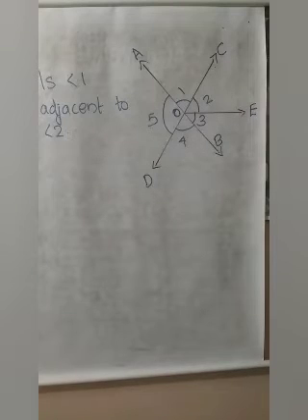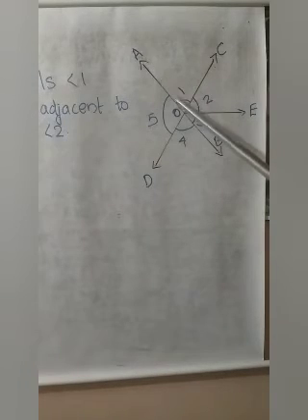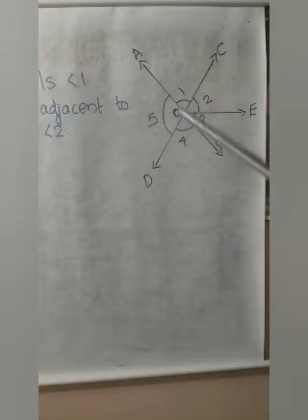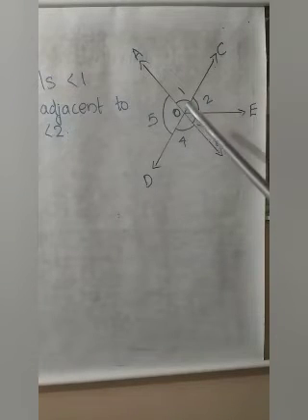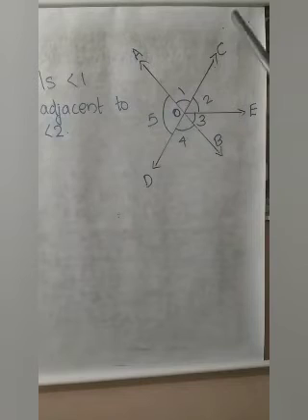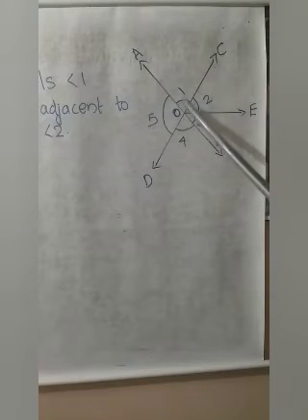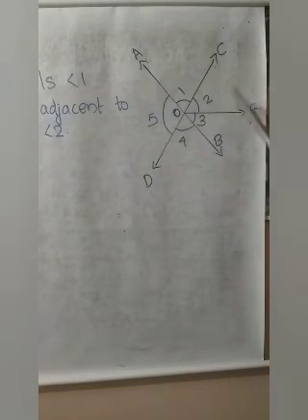Now they have a common vertex, AOC, COE, which is the common vertex O. Now OC is the common arm, and the other 2 arms are on the other sides. So we can say angle 1 and angle 2 are adjacent. All the 3 conditions are satisfied.